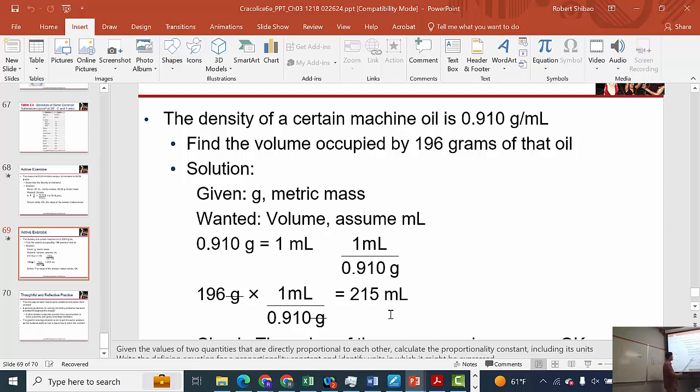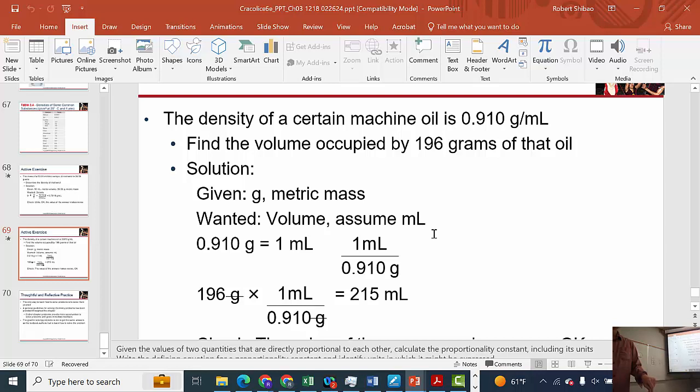Let's look at the sig figs. How many sig figs here? 3. How many sig figs here? Infinite. Whenever we have an equivalency like this, we like to say in exactly 1 milliliter, there's approximately 0.910 grams. And so this is infinite, this is 3. This is 3, so our answer should have 3, the fewest number of sig figs. So 215 milliliters.